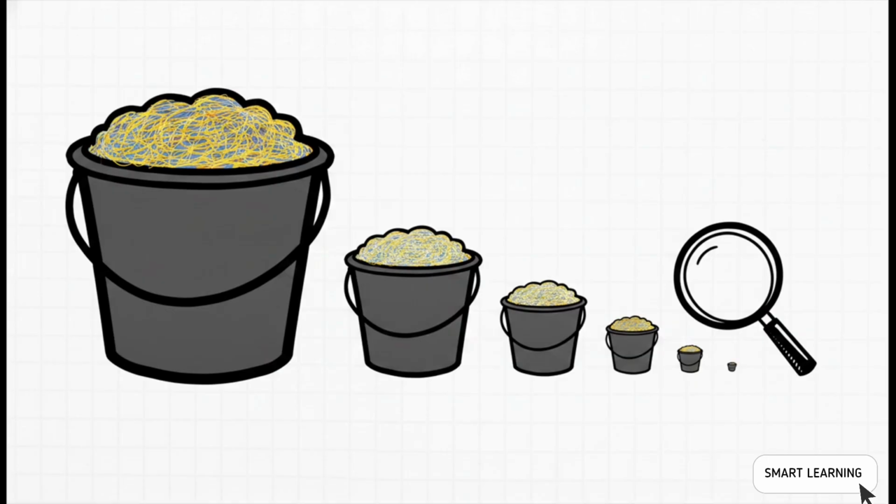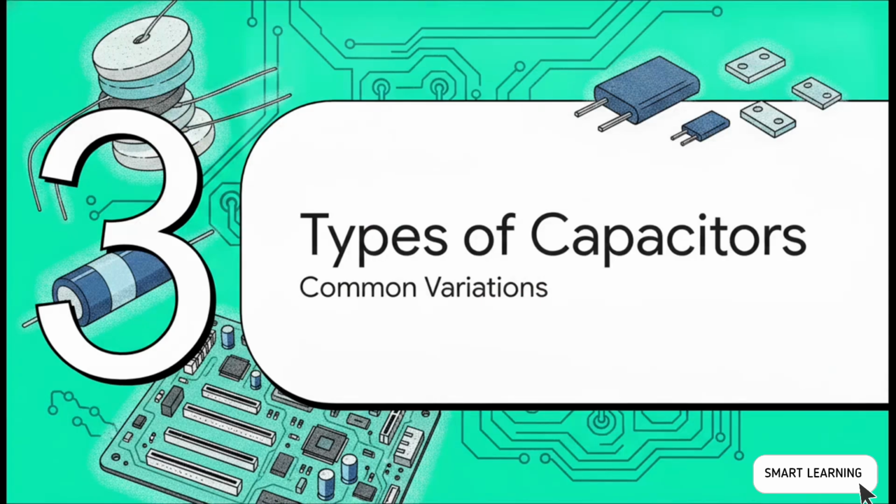For your exams, you absolutely must remember that the standard SI unit of capacitance is the farad, with a capital F. You get exactly 1 farad if your capacitor stores 1 coulomb of charge with 1 volt applied. But here's a fun fact. 1 farad is actually a ridiculously massive amount of storage. It's so big that in everyday electronics, we almost always use tiny fractions of it, like millifarads, microfarads, nanofarads, or even picofarads.